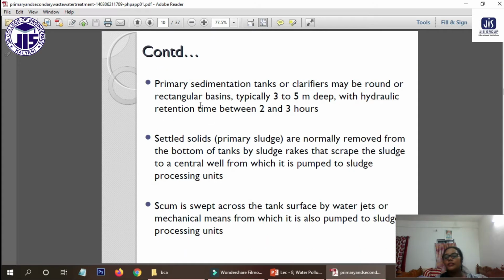Now, the primary sedimentation tank is a large tank where the water is kept for a while for the complete precipitation. The settled solids are normally removed from the bottom of the tank by sludge rakes, which scrape the sludge to the central well from which it is pumped to the sludge processing unit. And one more thing, whatever sludge we are getting can be processed and used further as fertilizer. That is very useful. Scum is swept across the tank surface by water jets or mechanical means, from which it is also pumped.